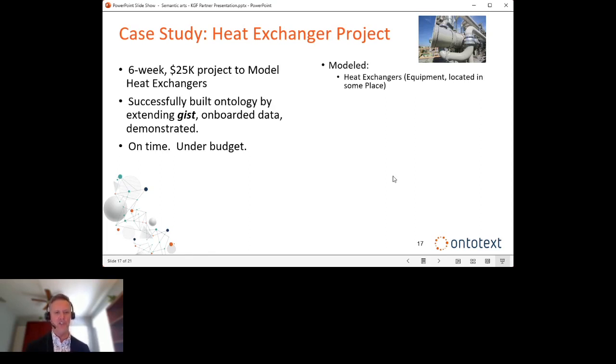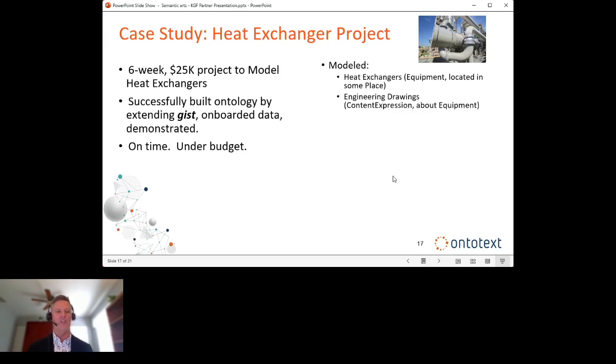So a heat exchanger, pretty obviously, is some kind of equipment. GIST already has the notion of equipment. GIST has the notion of located in. So heat exchangers are equipment, and they certainly wanted to model their geolocation for service reasons, to go out and service one that's broken or whatever. They need to know where it is.